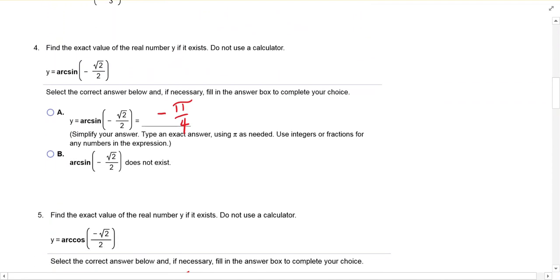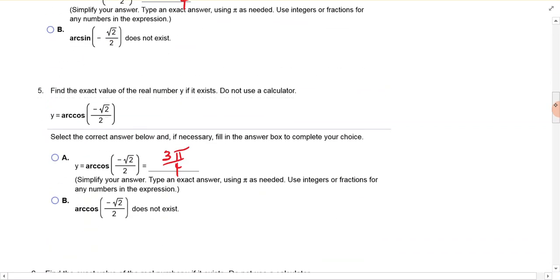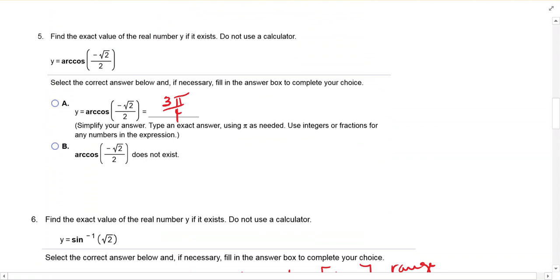Arcsine of negative square root of 2/2. Well, we know that the angle that has a sine of square root of 2/2 is pi/4. And since it's negative, it's going to be negative pi/4. Arc cosine, same value. We know that's going to be pi/4.